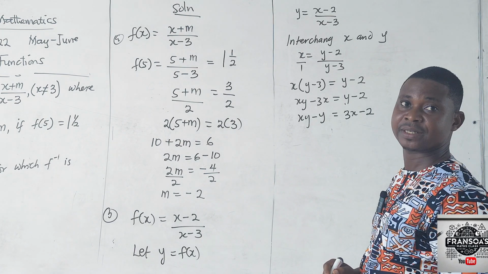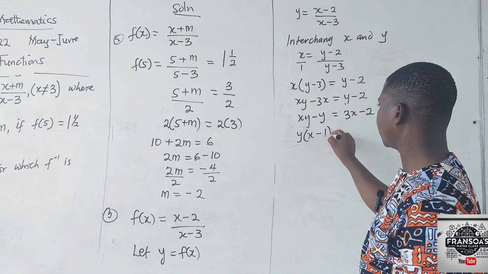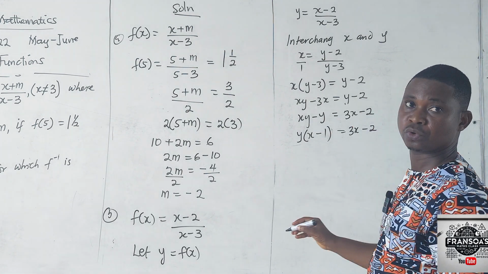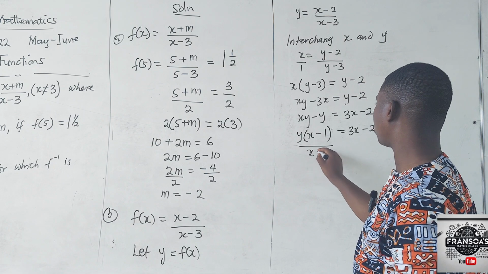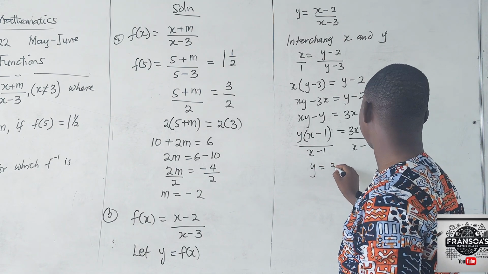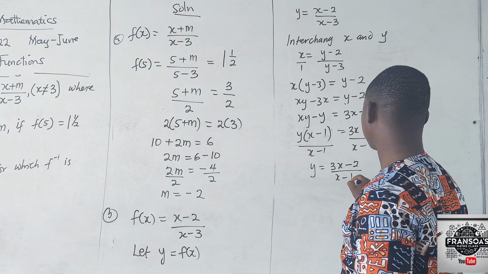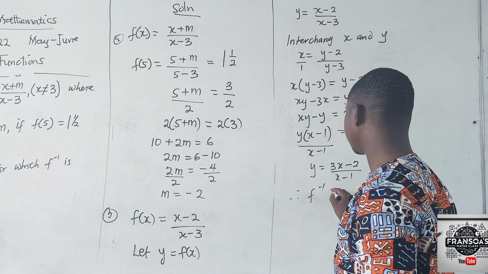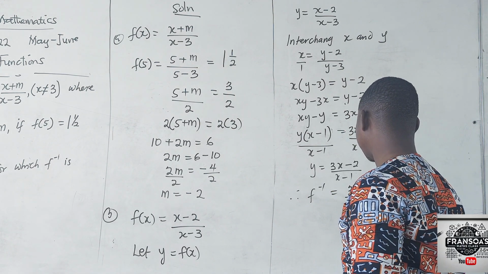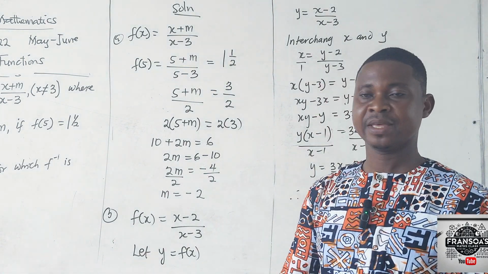We want y. So y out, times x minus 1 is equal to 3x minus 2. We divide here by x minus 1, and here by x minus 1. So y is equal to 3x minus 2 over x minus 1. Therefore, our f inverse is equal to 3x minus 2 over x minus 1, and that's the solution to B.